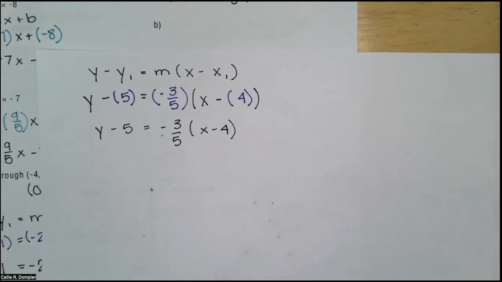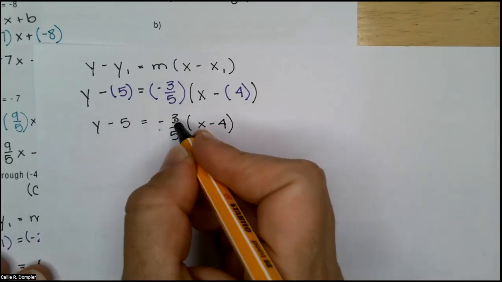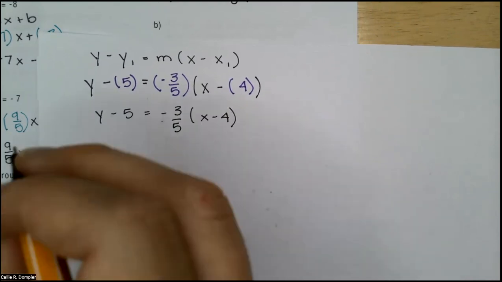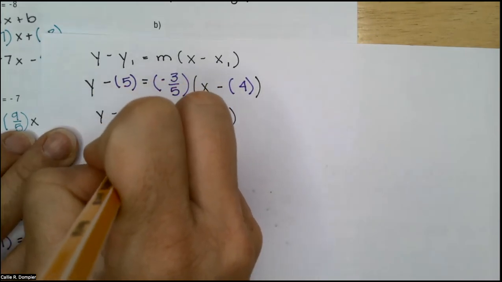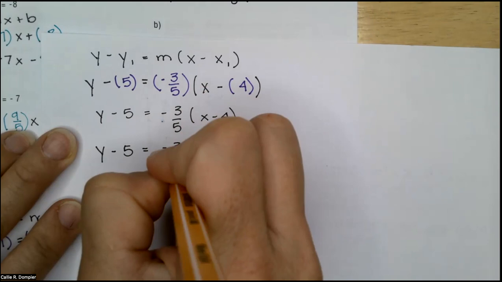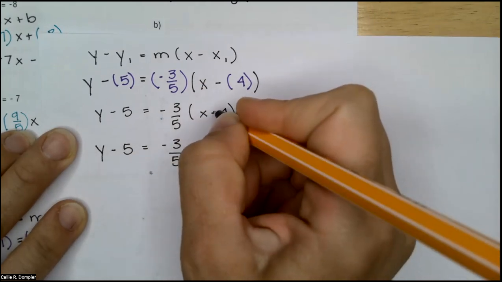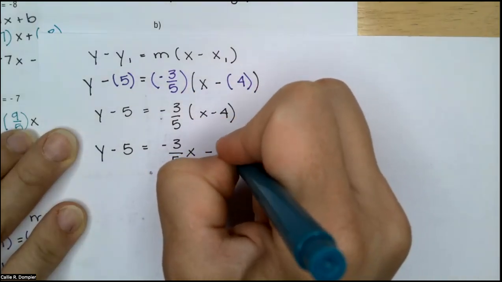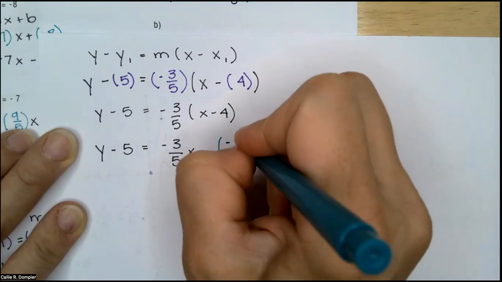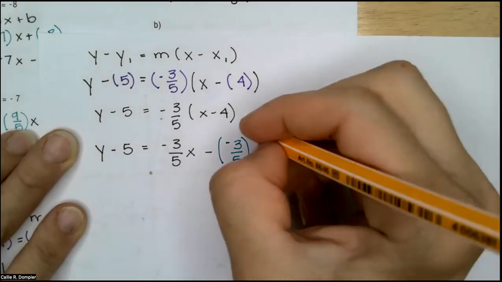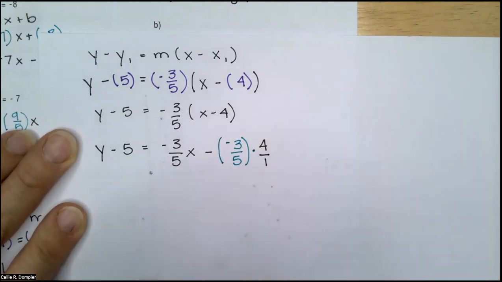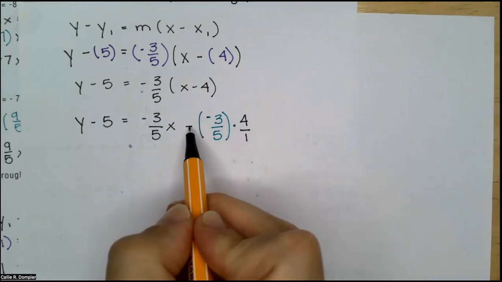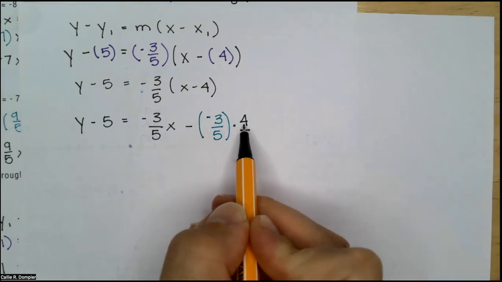Now we want to turn it into slope intercept form. How do we turn this into slope intercept form? We can multiply the negative 3/5 times x and times negative 4. Okay? Negative 3/5 x minus, and now we're going to multiply negative 3/5 times 4. How do I turn 4 into a fraction? I just put it over 1, right? We're just multiplying fractions. You can put the minus here, or you can put the minus with the 4. It doesn't matter, okay?